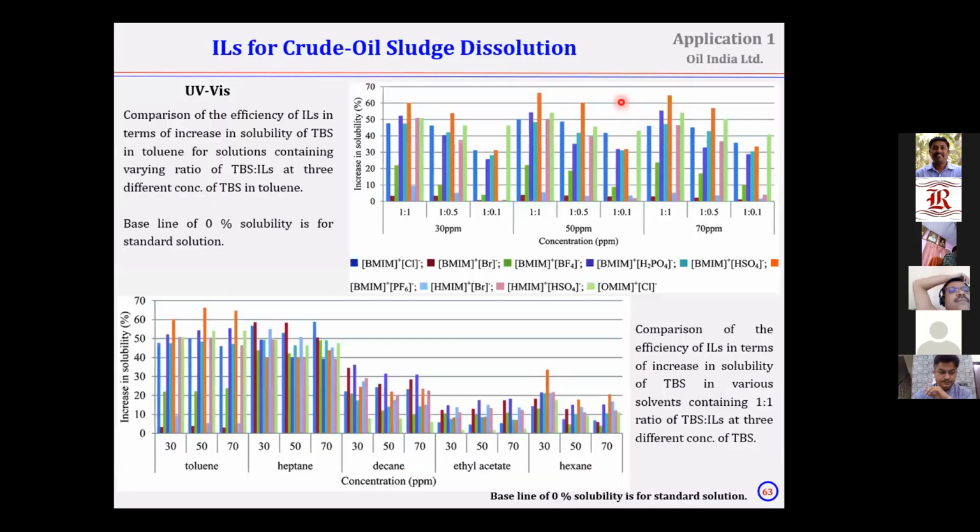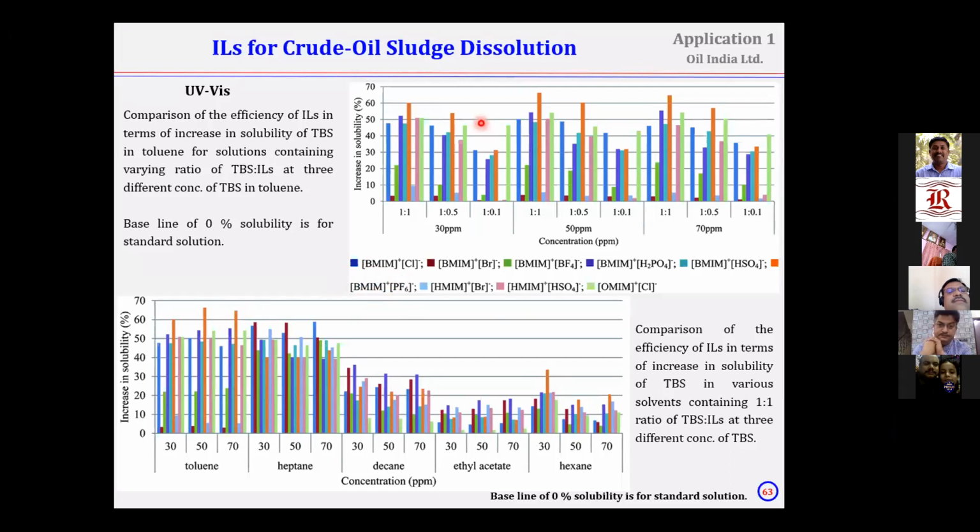0 is crude oil, tank bottom sludge plus conventional solvent, and that is a 0. And after adding a tiny amount of ionic liquid, that is a 0.1 ratio, it is going up to 60 to 65% enhancement. Various ionic liquids, various ratios, and various solvents we have tried. Toluene and heptane are the best solvents, and by adding the ionic liquid, so far BMIM PF6 we found is a good solvent which enhances 65%. That's huge.